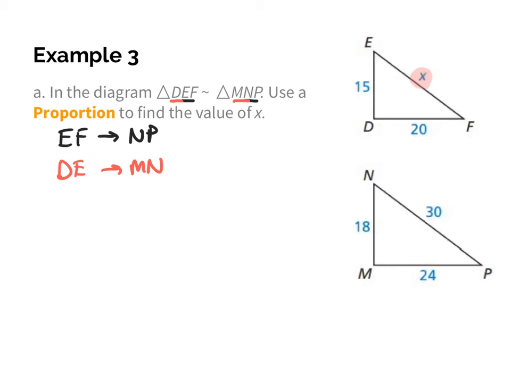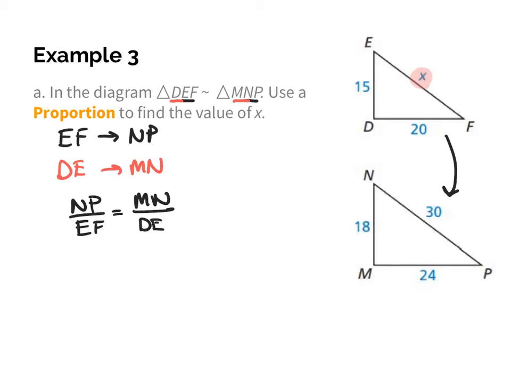So what I'm going to set up is this. I know right first that this bottom triangle is obviously larger than the top triangle. So I'm going to set up NP first. I'm going to go NP over EF is going to equal MN over DE.